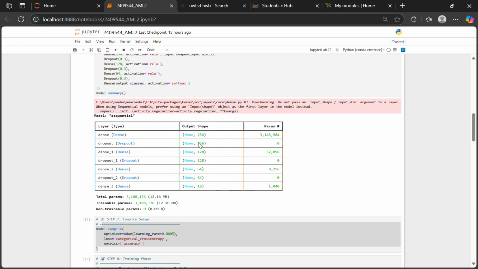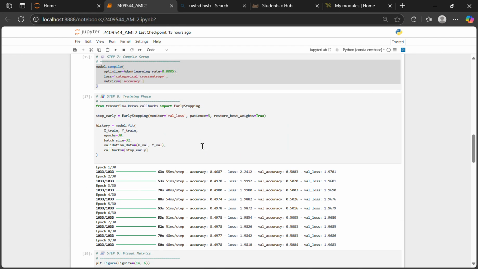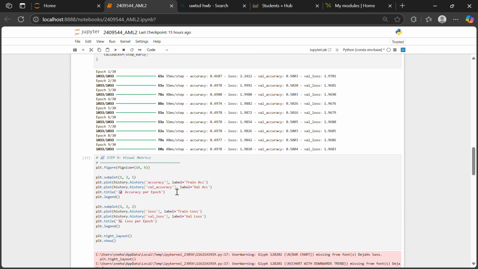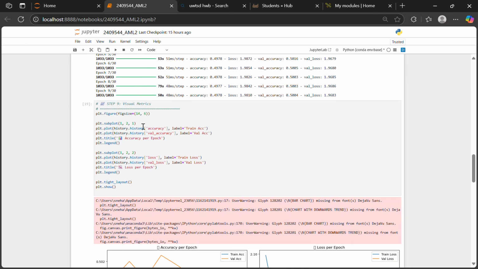We can see this clearly. We can use all the data in the training phase, where we import early stopping and everything. This is the visualization metrics.